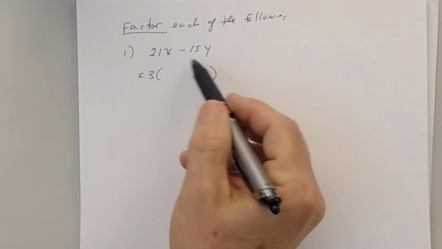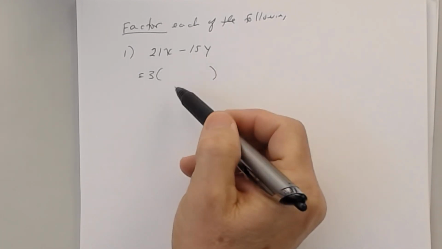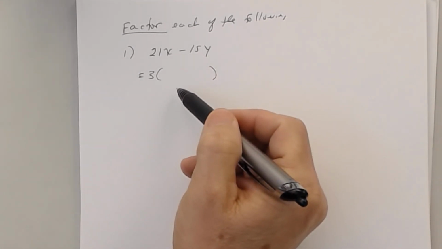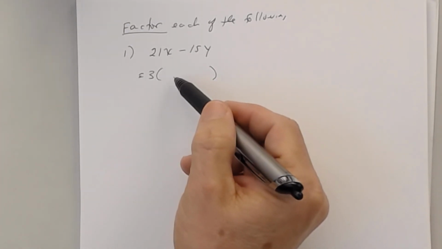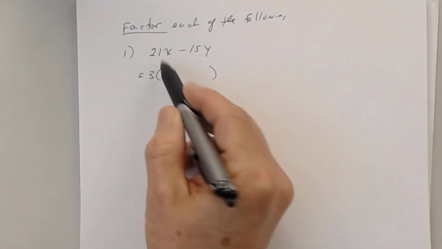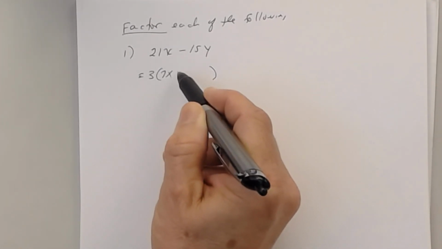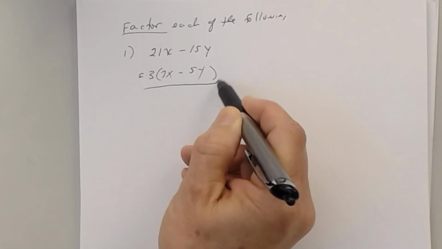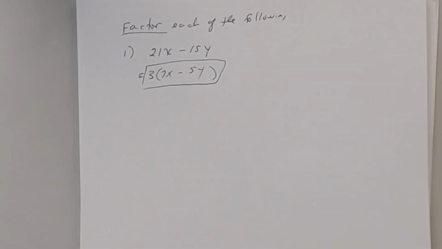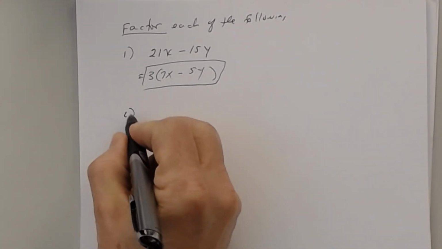How many terms are in this polynomial? 2. So how many terms should be in these parentheses? 2. And then just use the distributive property in your mind to figure out what goes in here. So 3 times what's 21x? 7x minus, and then 3 times what is 15y? 5y. So there's your answer. So you factored this polynomial. You wrote it as a product. And you used the greatest common factor.